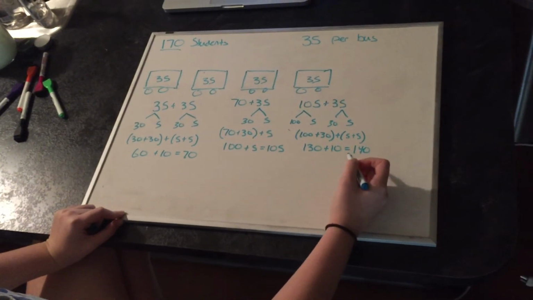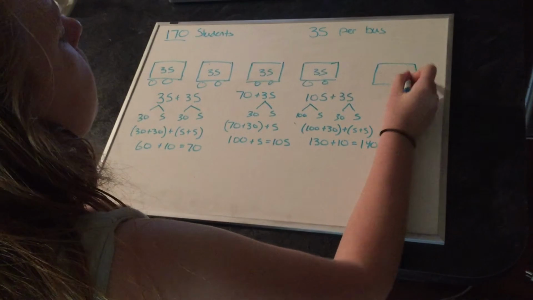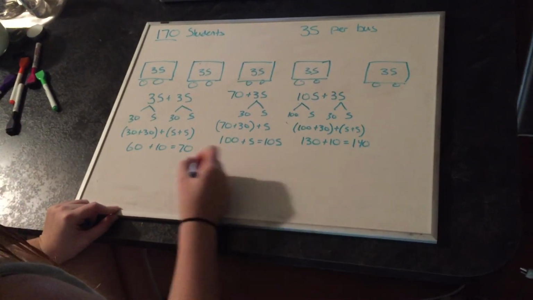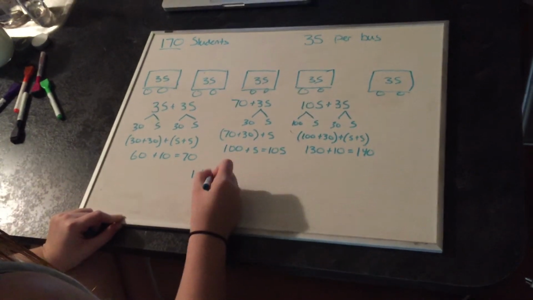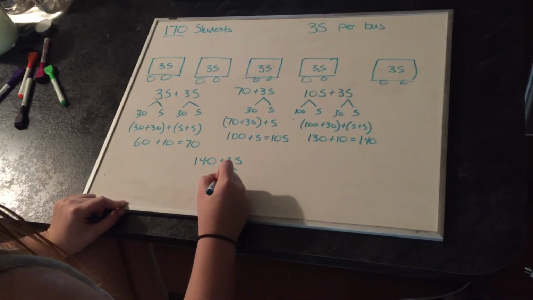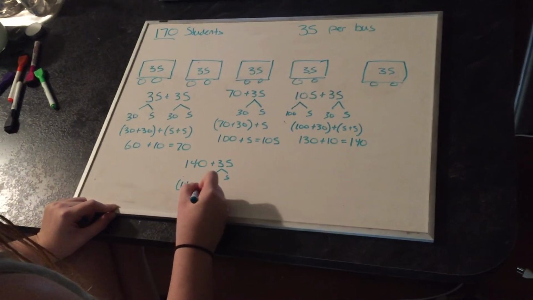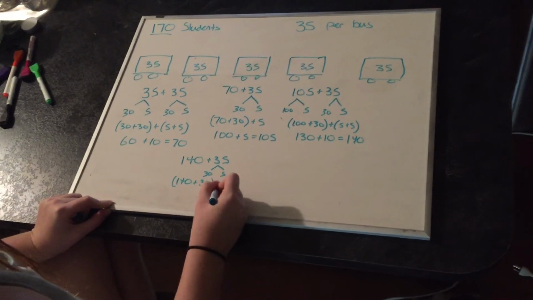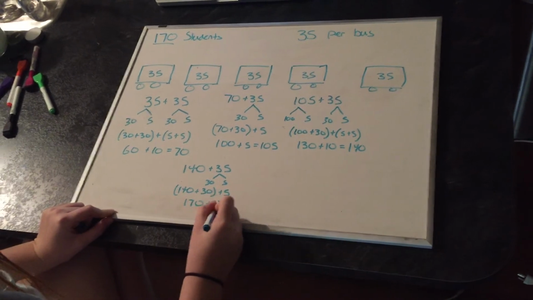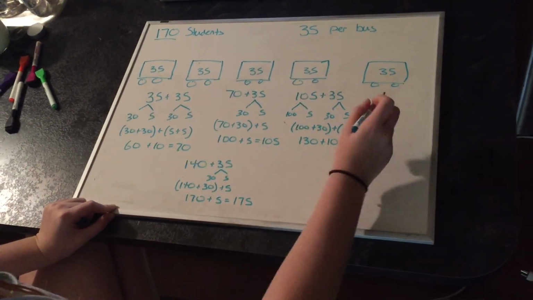So 140 is still not enough, so I'm going to add one more. Alright, so I'm going to add my 140, I'll move down here, to my 35. I'm going to split it up once again to 30 and 5. So I have 140 plus 30 and then plus 5. So I got 170 plus 5 to give me a total of 175 for 5 buses.